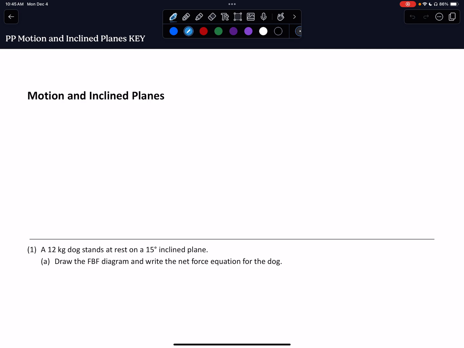This is going to look at forces, motion, and inclined planes. So, a situation where the object is not on a flat surface. All right. So the first thing I suggest is you draw two different pictures when we deal with inclined plane problems.